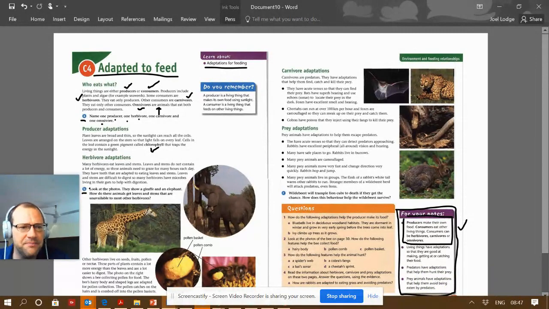Okay, question B. Look at these photos. Giraffe and an elephant. How do these animals get leaves and stems that are unavailable to most other herbivores? So what adaptations have they got that help them feed where other animals cannot?